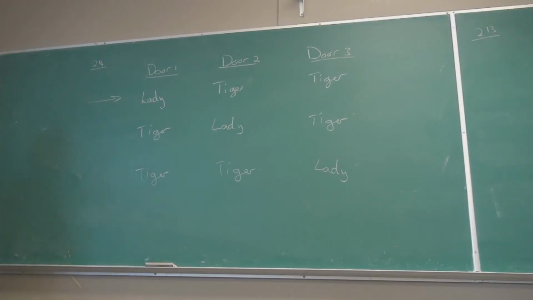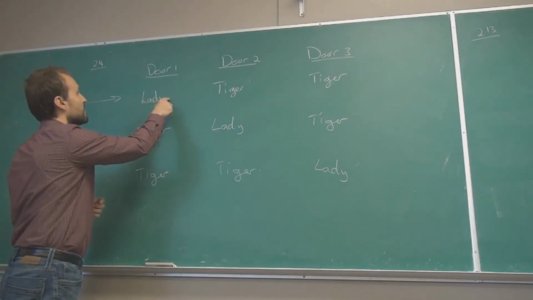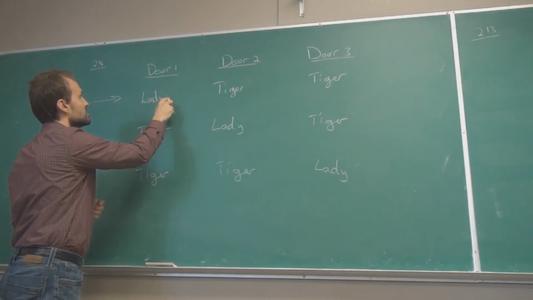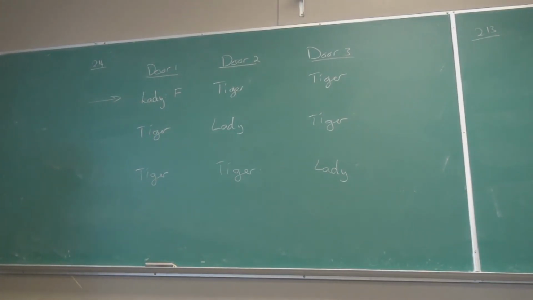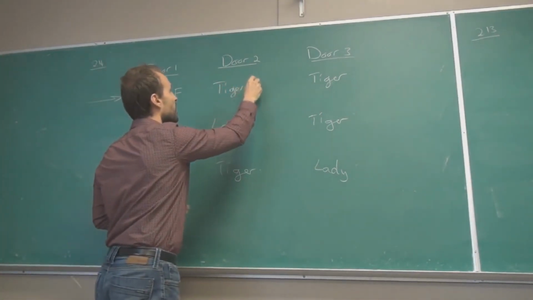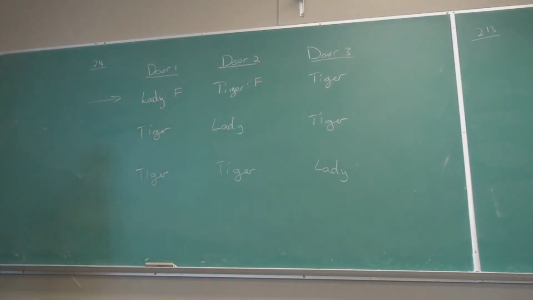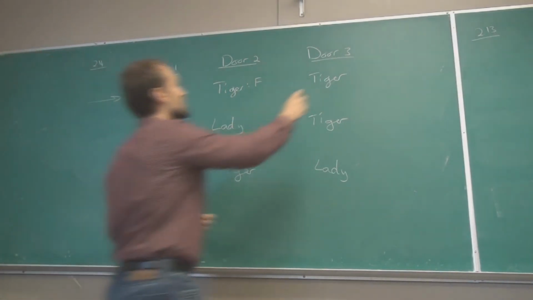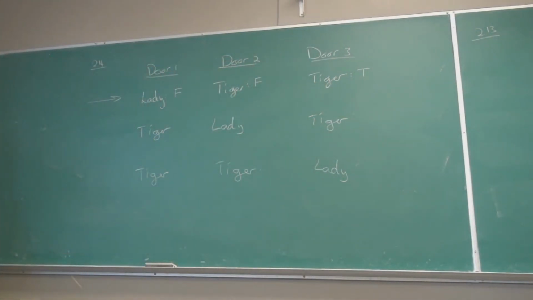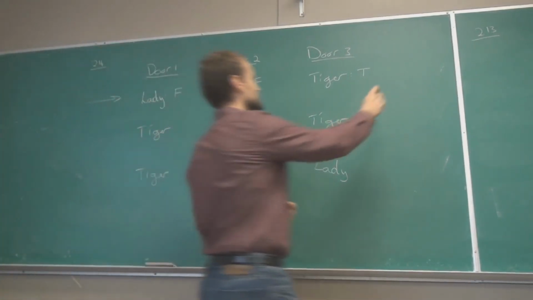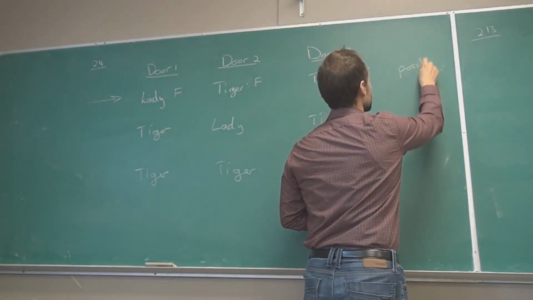Okay, so lady, tiger, tiger. Let's see what door 1 says. A tiger is in this room. True or false? False. Door 2. A lady is in this room. False. Door 3. A tiger is in room 2. True. Possible or not? First one's possible. Nice.